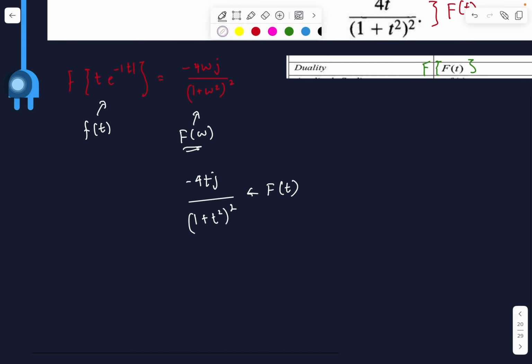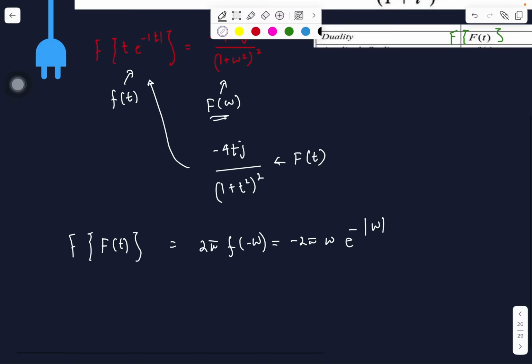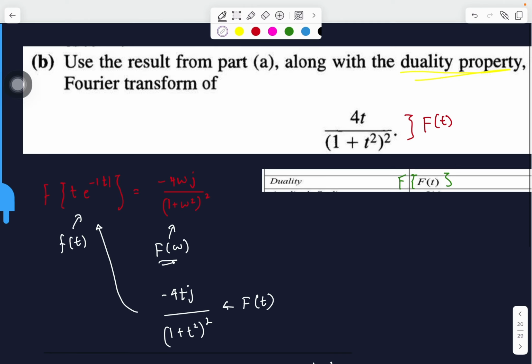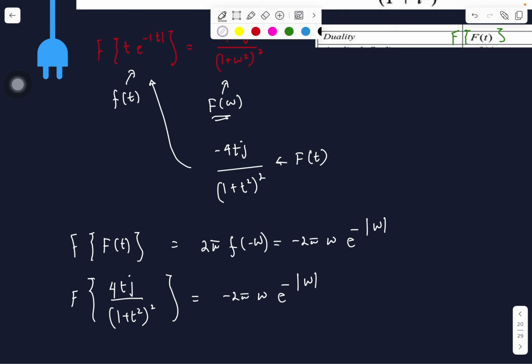And we know that the Fourier transform of this big F of t is this small f but with minus omega, multiplied by 2 pi, so it is 2 pi f of minus omega, which is minus 2 pi omega exponent negative absolute value of omega, the same as omega. But again we use the linearity property. The Fourier transform of big F of t, meaning of 4tj over (1 plus t square) all square, is equal to this. But we want it without the minus 4j, so we can take it out and divide by it.